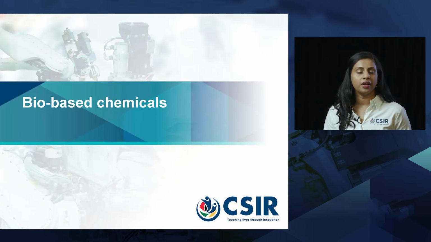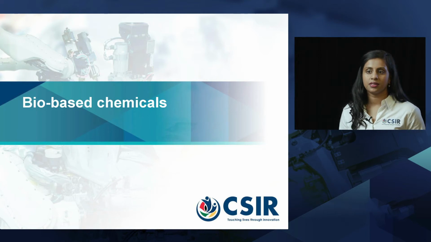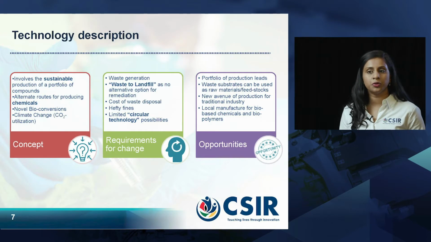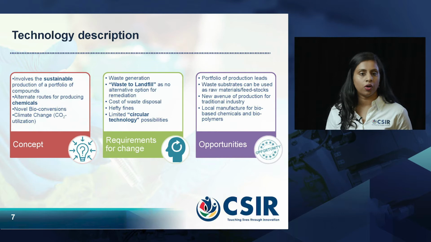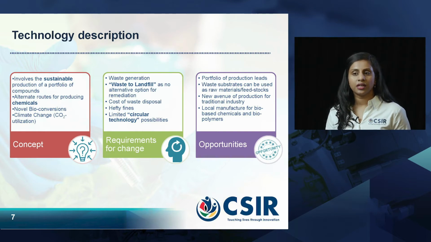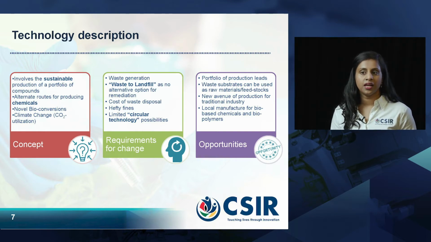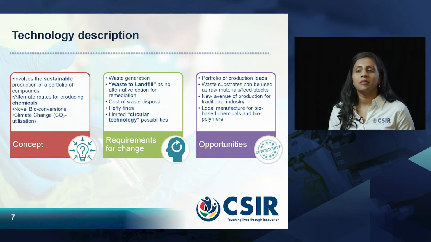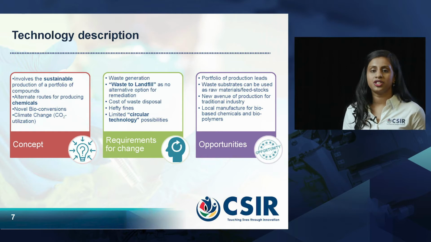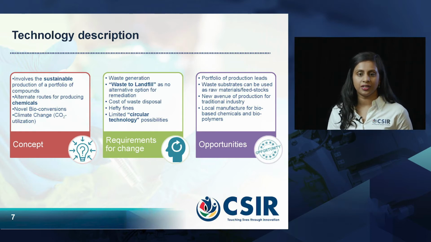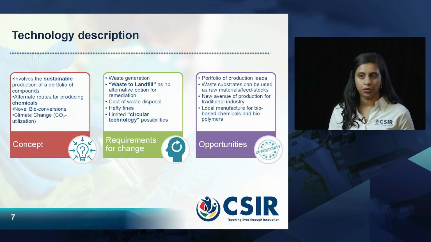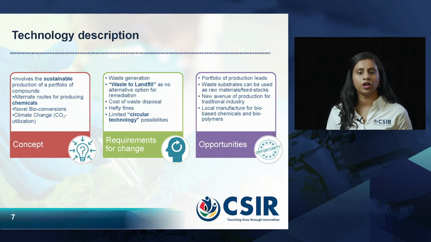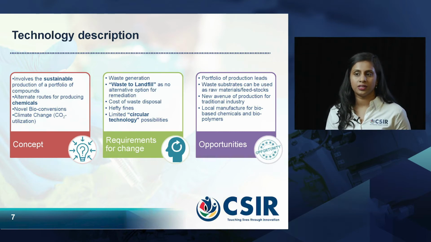The first platform is on the bio-based chemicals, and the concept involves the sustainable production of a portfolio of compounds. These provide alternative routes for producing chemicals and also involve the development of novel bioconversions. The requirement for change is that the waste generated from these chemical industries cannot readily be used. Therefore, the only option for disposal is going to landfill.